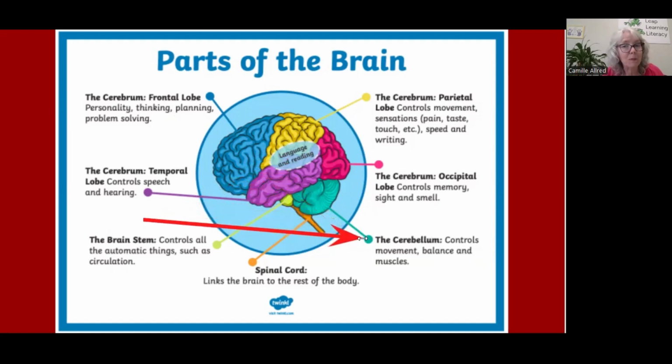The cerebellum controls movement, balance, and muscles. That's the teal area. The spinal cord links the brain to the rest of the body. Then we have this yellowish green, which is the brainstem, controls all the automatic things such as circulation.